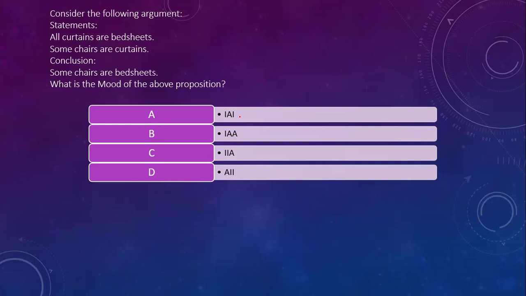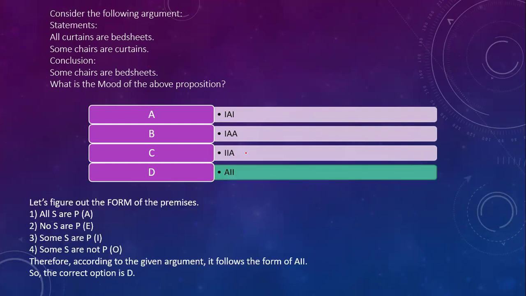Consider the following argument statements. All curtains are bed sheets. Some chairs are curtains. Conclusion: some chairs are bed sheets. What is the mood of the above propositions? Here, all curtains are bed sheets is universal affirmative, A. Some chairs are curtains is particular affirmative, I. Conclusion, some chairs are bed sheets, is particular affirmative, I. So the mood is A, I, I. It is the correct answer.